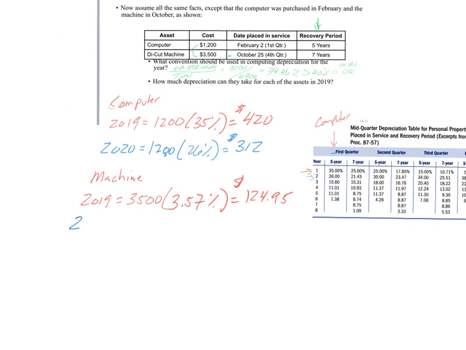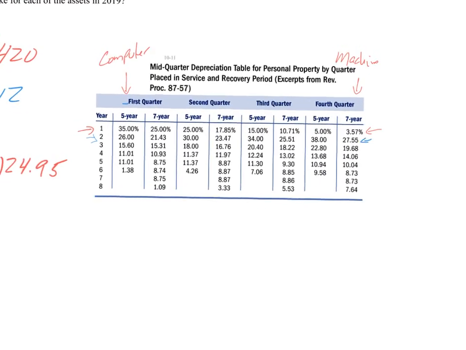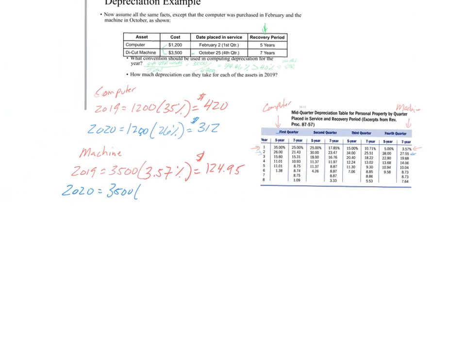And so now we can do year two for our machine. And so year two is 2020. Still the same initial cost. Now we have to find our percent for year two. Our percent for year two, as we can see, is much larger, 27.55, and that makes sense because it's in service for all of year two. So 27.55%, and we have $964.25 of depreciation for the machine.